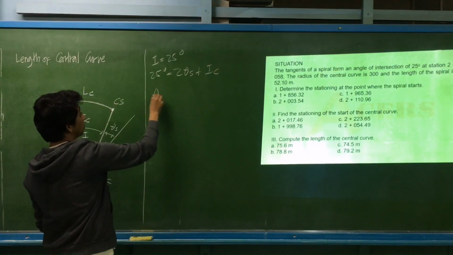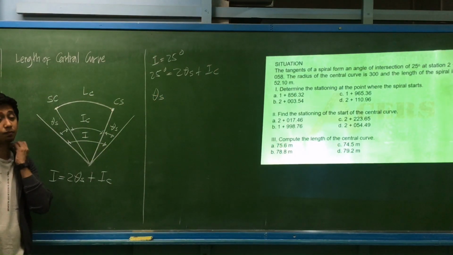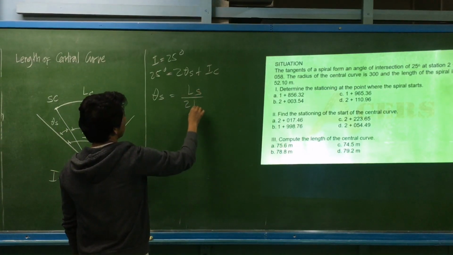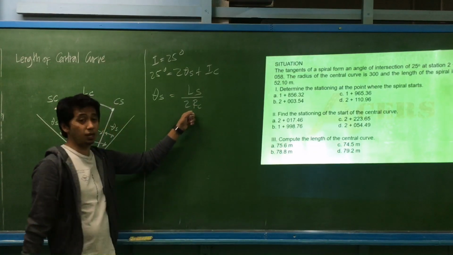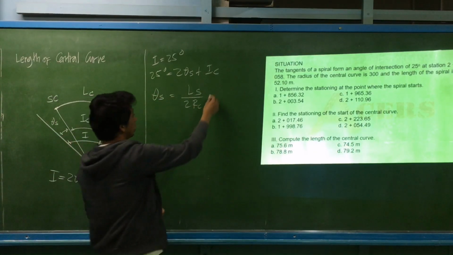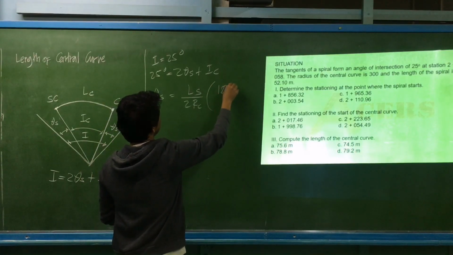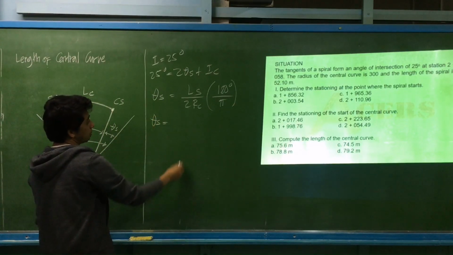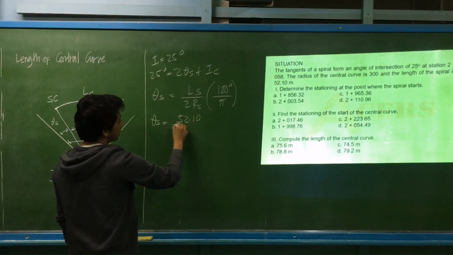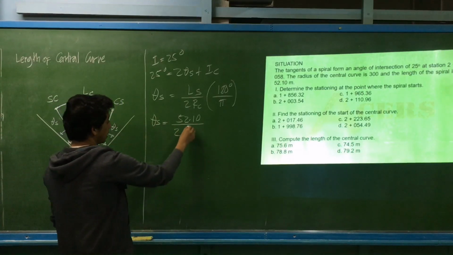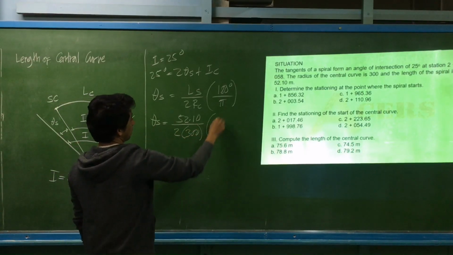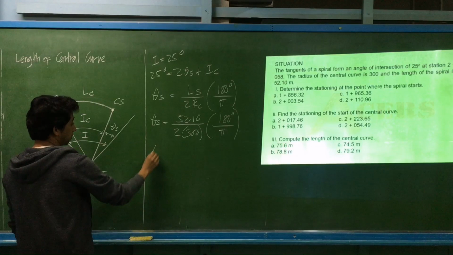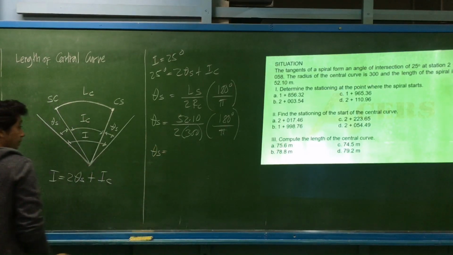So kailangan lang natin kunin yung angle to the spiral. How to compute for the angle of the spiral? That is equal to the length of the spiral divided by twice the central curve. Kaya lang ito, this is in radian. So convert to degrees is multiplied by 180 degrees divided by pi. So we have the angle to the spiral, theta s, na equal to length of the spiral, 52.10 divided by twice. Yung ating radius, 300 meters multiplied by 180 degrees divided by pi. So let us compute for the angle to the spiral, theta s.